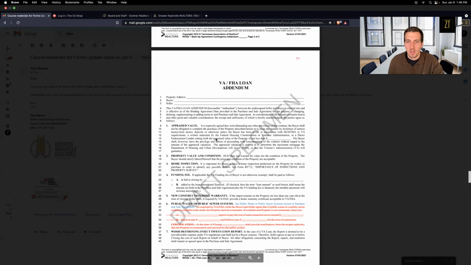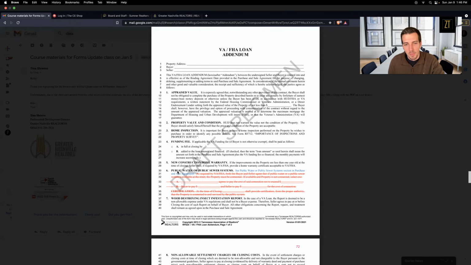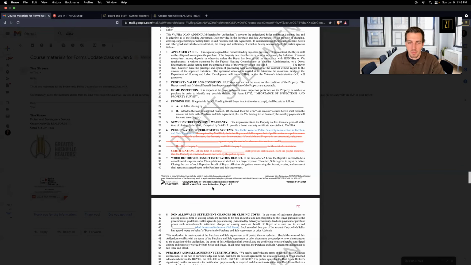VA FHA loan addendum. This will probably be the form you use the second most besides purchase and sale. What they did is, because they added that public water or public sewer system clause in the contract, they got rid of all this confusing wording here, and they just instead put see public water or public sewer system section in purchase and sale agreement. So that definitely clears this up, makes it a lot cleaner, and it just means everybody has to mutually work together.